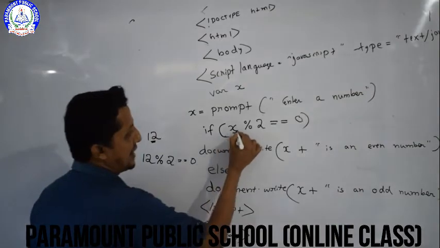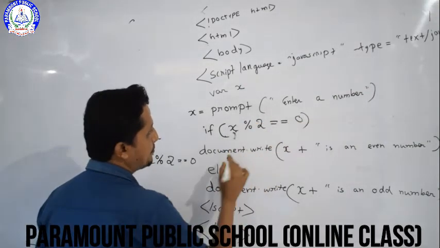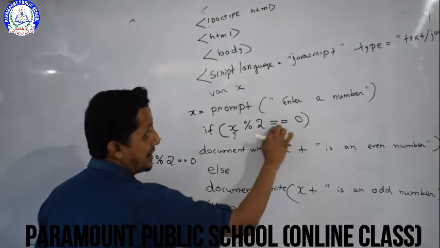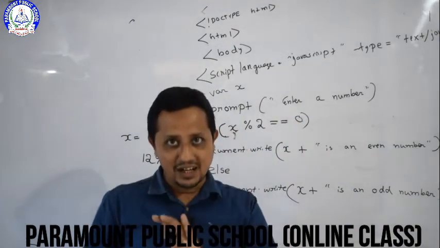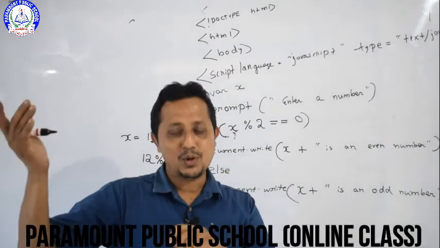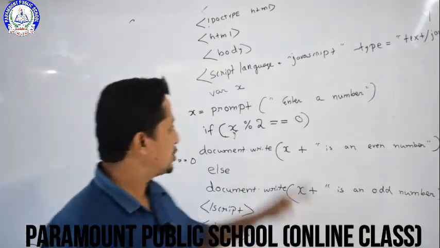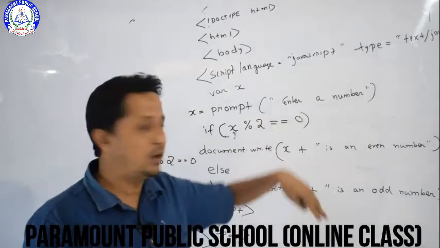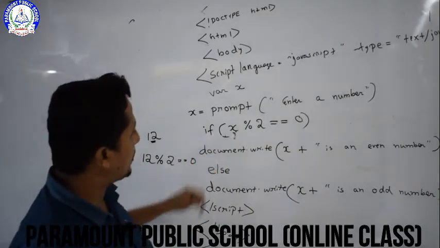See, if any number divided by 2 and the remainder is equal to 0, here I have used double equal to. As I discussed earlier, we use double equal to when we want the result to be true or false. So it may be true, it may be false. Here it is true. I have given the value 12.